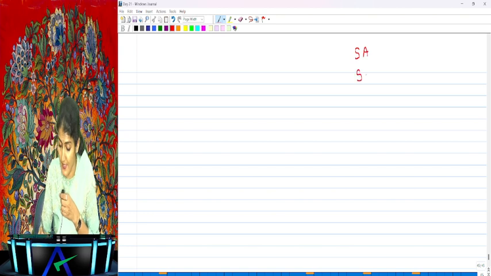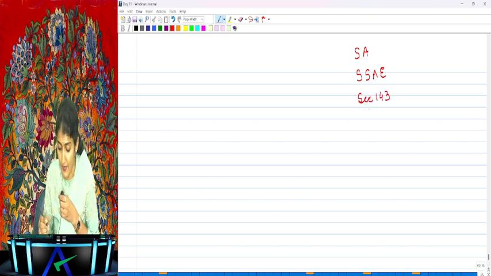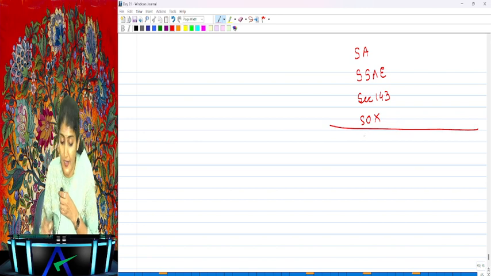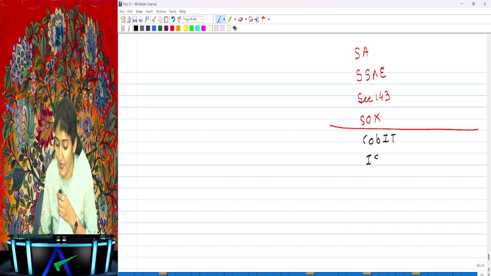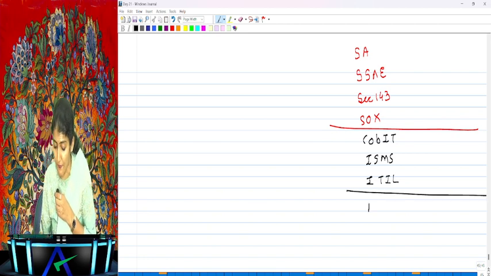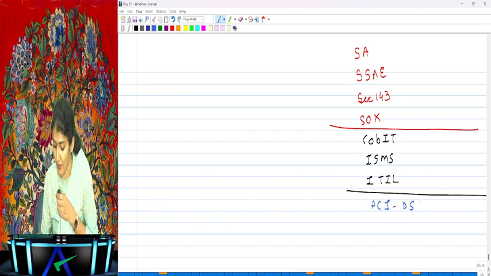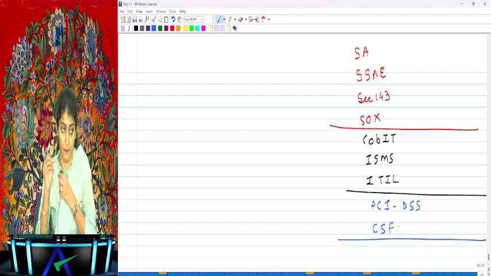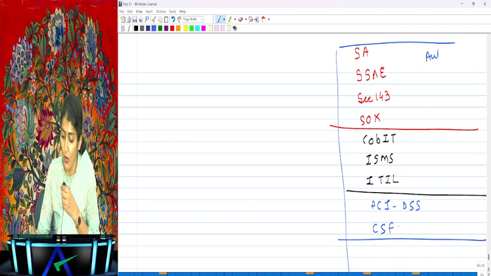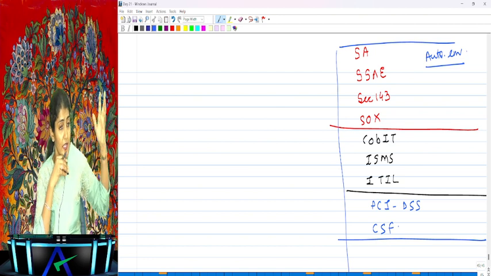Standards on Auditing, then the Statements on Standards for Attestation Engagements, then Section 143 of the Companies Act, then the Sarbanes-Oxley Act, then COBIT, the Control Objectives for Information and related Technology, then ISMS, the Information Security Management System, then the Information Technology Infrastructure Library, then the Payment Card Industry Data Security Standard, and then the Cyber Security Framework. Is it clear? This is in the chapter of the automated environment, and we had already studied the international internal control frameworks in the internal control chapter.